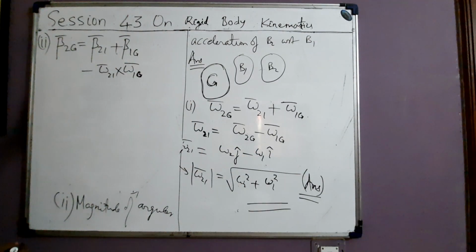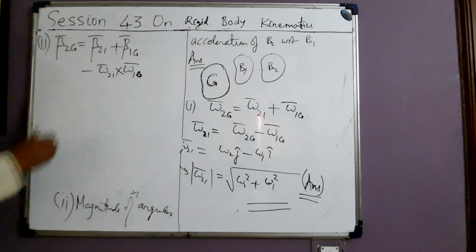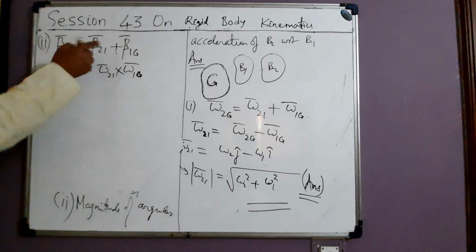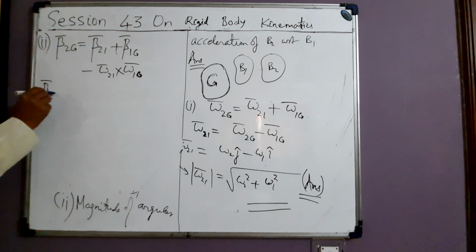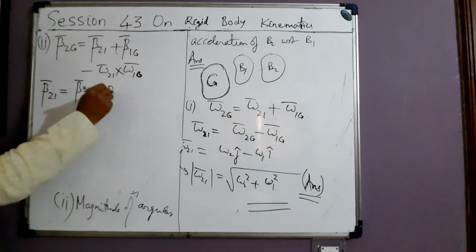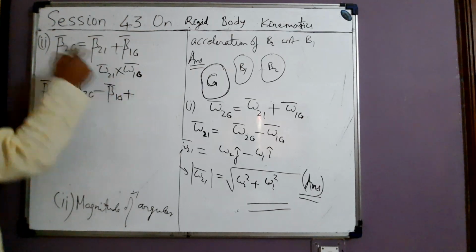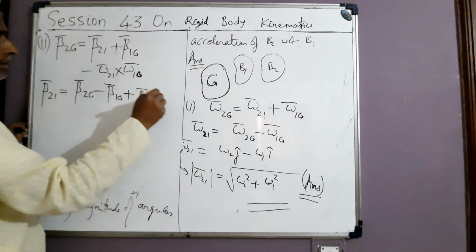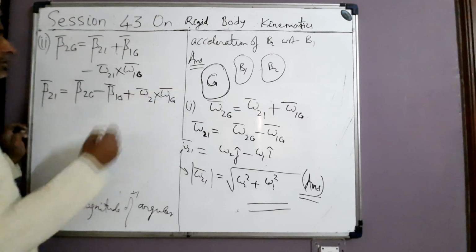So beta 2g becomes beta 21 plus beta 1g plus omega 21 cross omega 1g minus omega 21 cross omega 1g. So from this we see that beta 21 is beta 2g minus beta 1g. This term goes to the other side: omega 21 cross omega 1g.